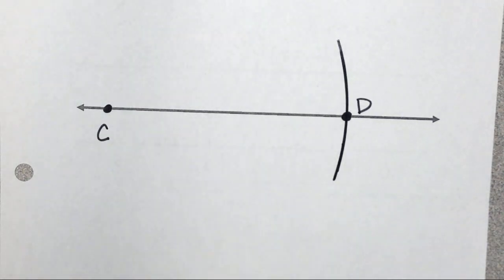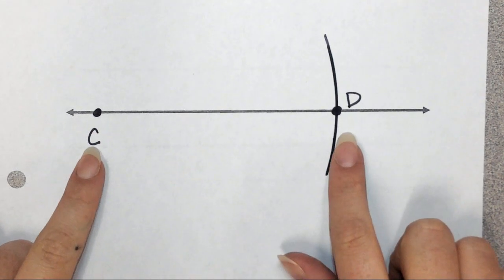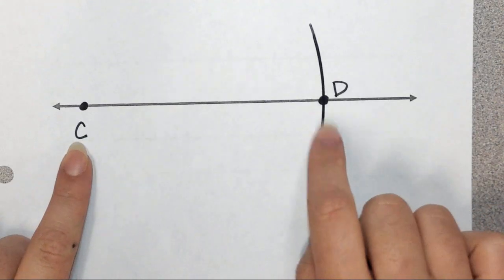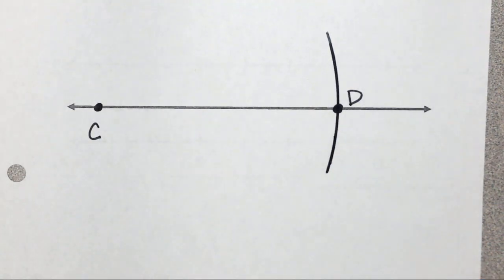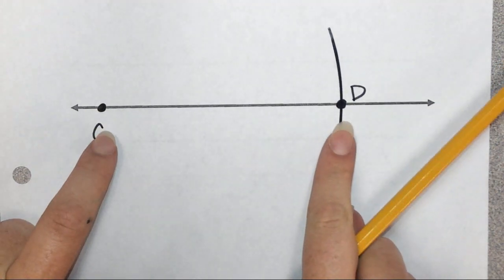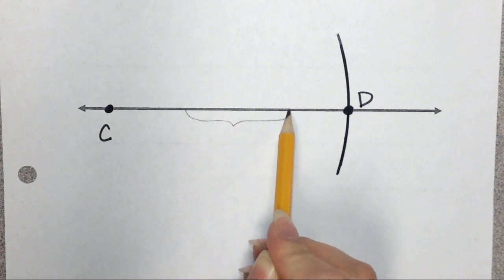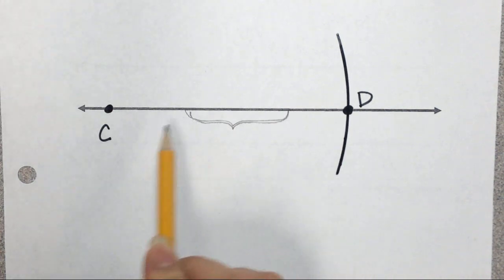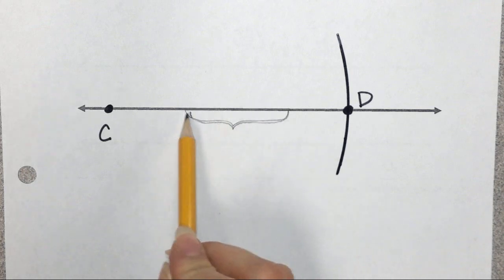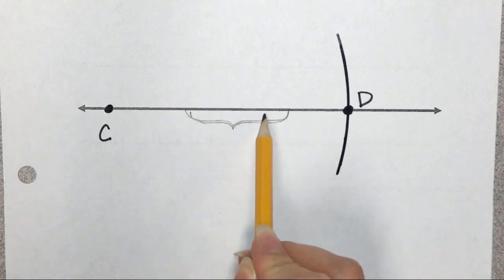Okay, so for this next construction, we're going to construct the midpoint of this segment CD that we copied onto this line. The first part of this construction requires just a little bit of guesswork. I'm trying to find the midpoint of this line CD, so I'm just going to guesstimate that it's probably somewhere in this area. I don't know exactly where it's going to be, but it's going to be somewhere around here.